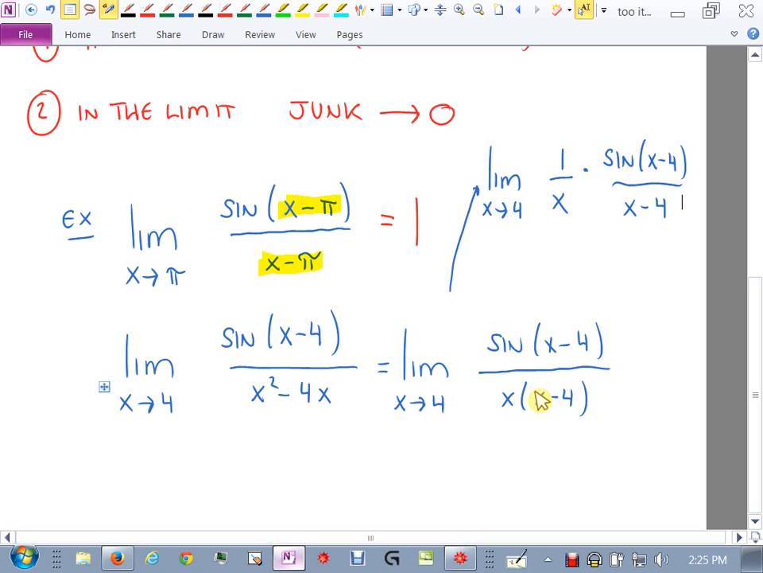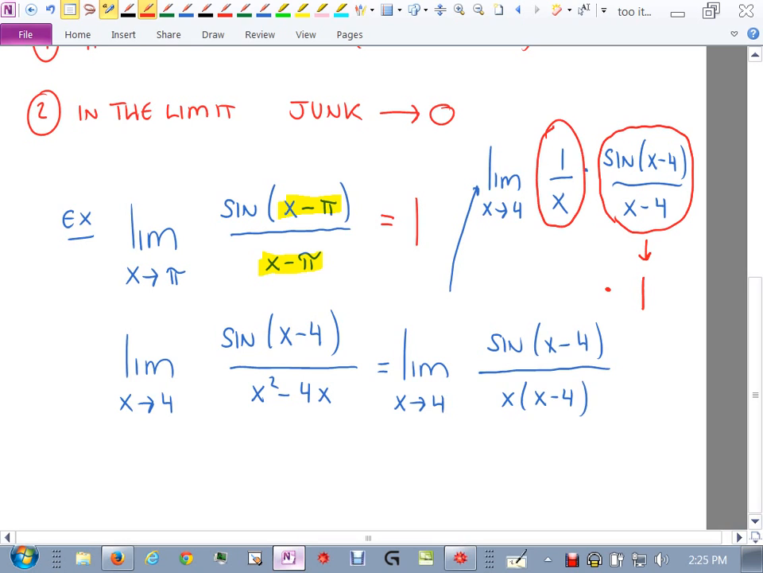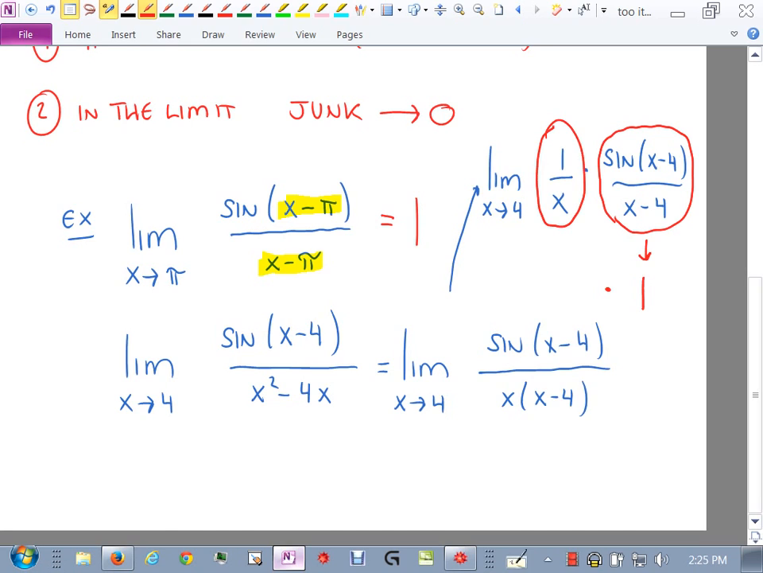Why would I write it like that? Because this right here is sine of junk over junk, and the junk matches exactly, and the junk goes to 0, doesn't it? Because when I let x become 4, I get zeros in both of those. So that's going to go to what? 1. Times, now over here, direct substitution, 1 divided by 4 is 1/4. So the answer is 1/4 times 1, which is 1/4. Are y'all okay with that?